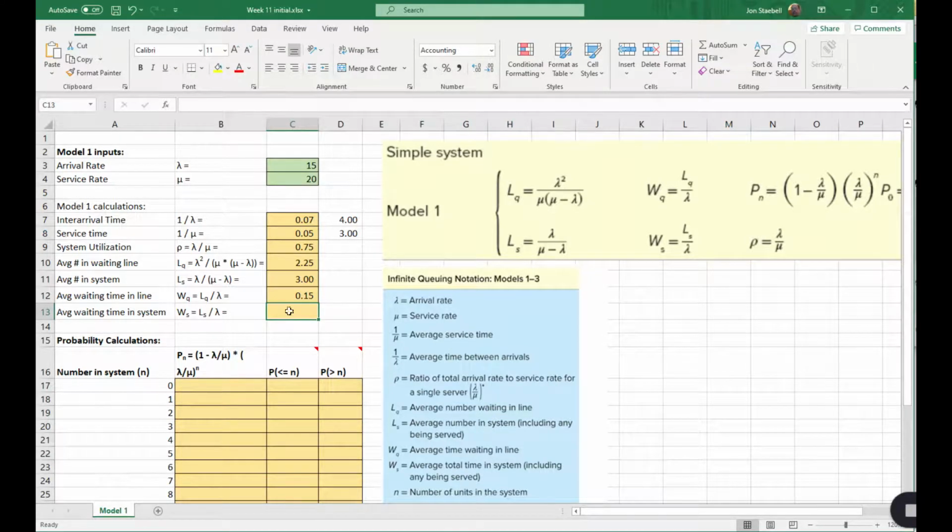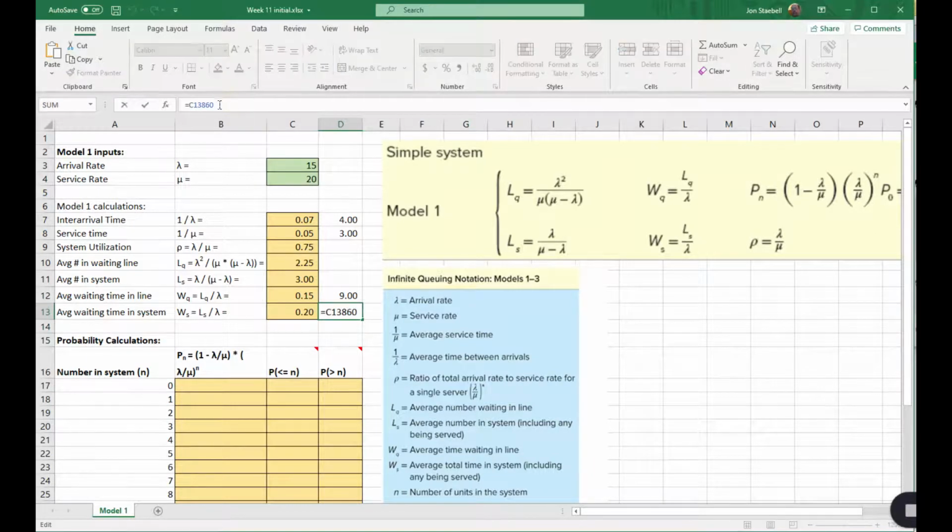waiting in line. Average time waiting in the system. This is the average time being serviced plus waiting in line is the average number in the system, LS, divided by lambda. So that equals the number we just calculated, LS, average number in the system, divided by our arrival rate, lambda, is 0.2. So again, what I might want to do here, just to convert these to minutes, is in column D here, multiply each of them by 60.